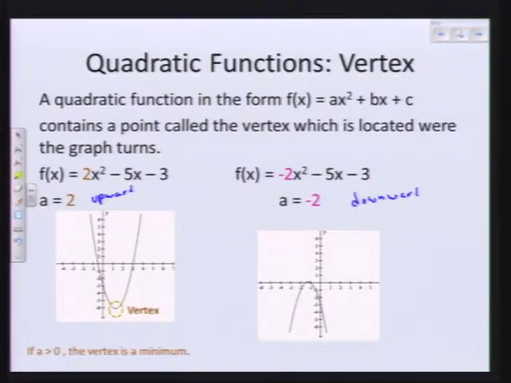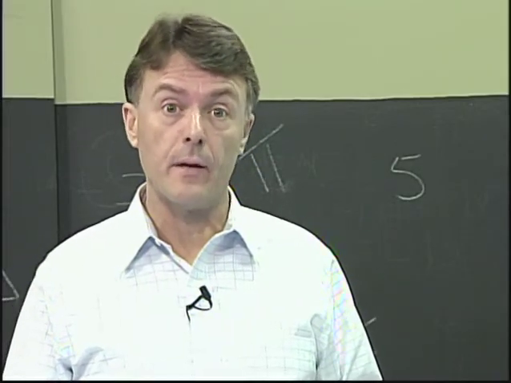Likewise, there we go, there's our vertex. Likewise, on the second graph that we have here, f of x equals negative 2x squared minus 5x minus 3, we can look at a to determine what happens with the vertex as well. And so if a is less than 0, the vertex is a maximum. We can see that here in looking at our vertex, that's the highest point on that graph, and so hence it's a maximum, and maximum means it's the greatest value on that graph, and that's the value your function will have. Your y value will be the largest value on the graph as you look at the graph.